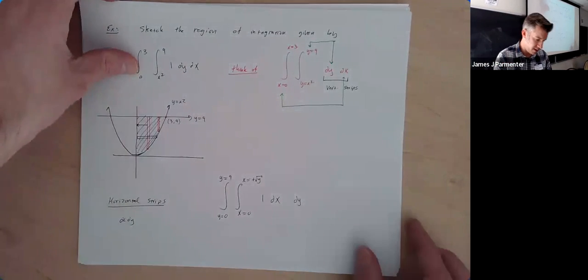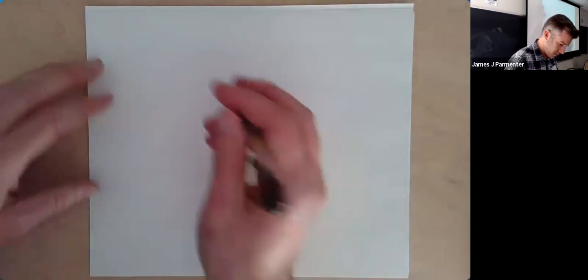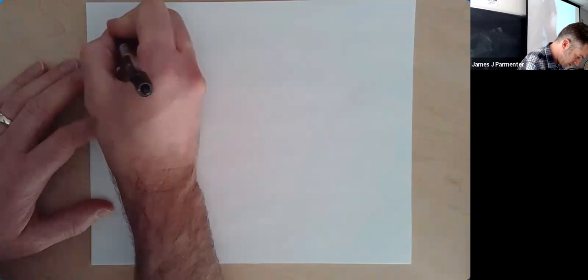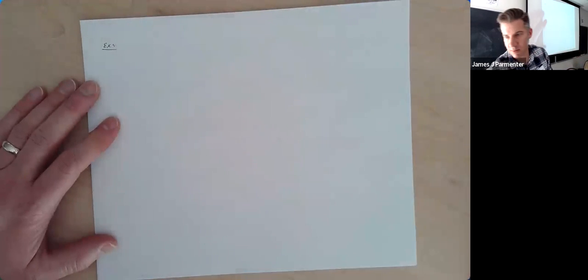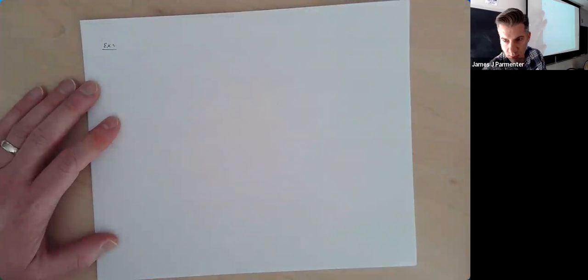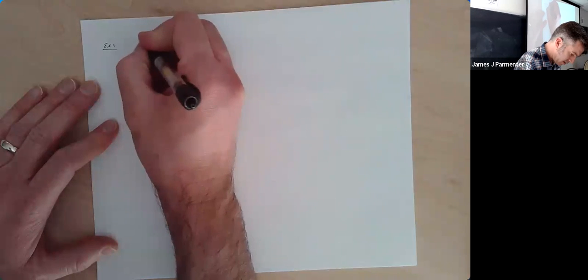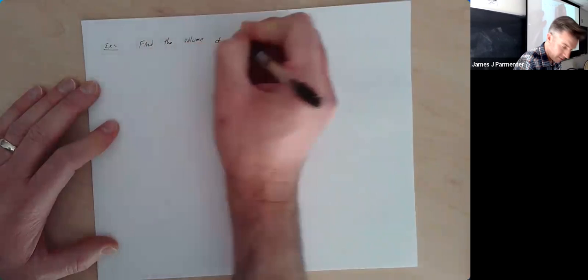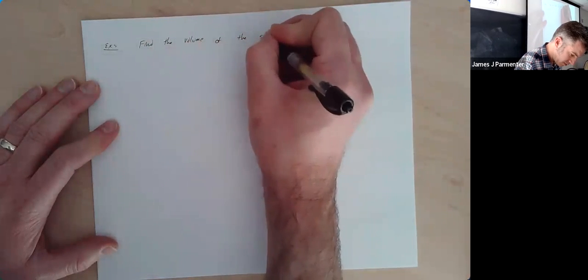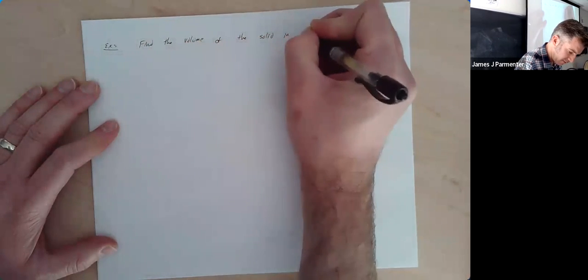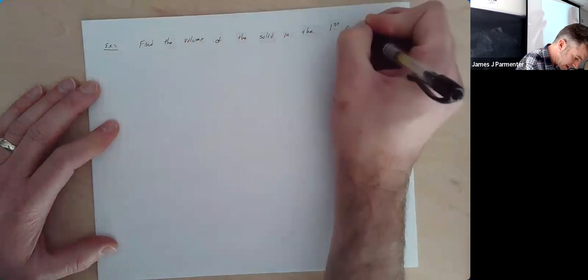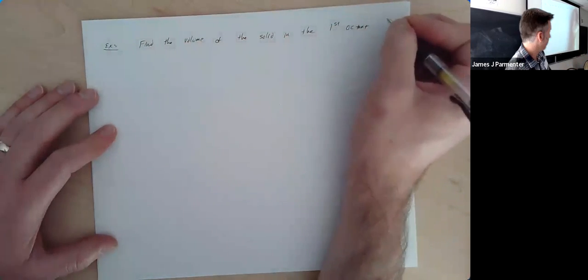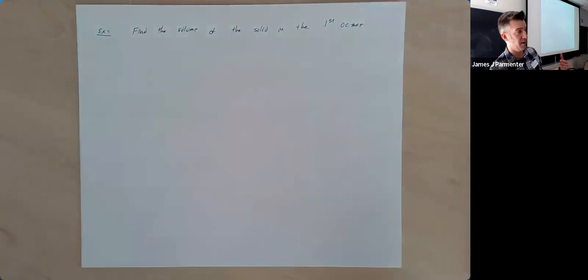So let's take a look at this example, and we'll try and draw. So let's find the volume of the solid in the first octant. So remember, just like the first quadrant was where x and y are positive, the first octant was where x, y, and z are all positive.